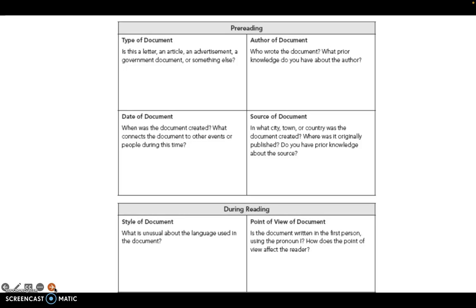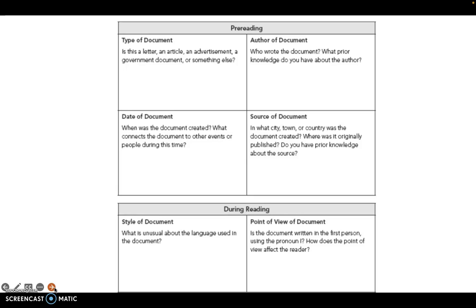And then during reading, looking at the style, and remember I mentioned the language, that does allow for what is unusual about the language used in the document. It also covers the point of view of the document. You could even look at vocabulary, as far as whether there are any vocabulary words that they have already learned about that could be mentioned, written or recorded here.